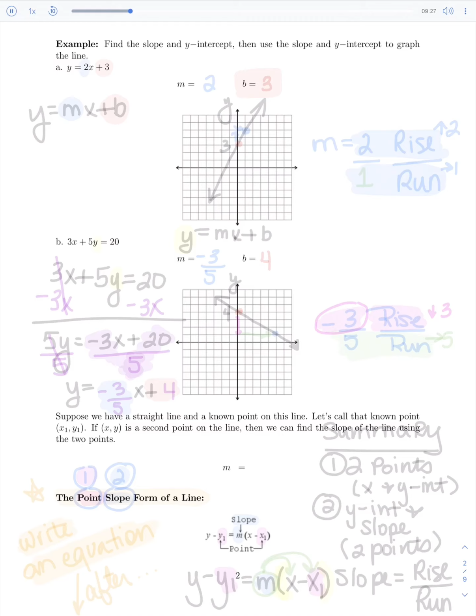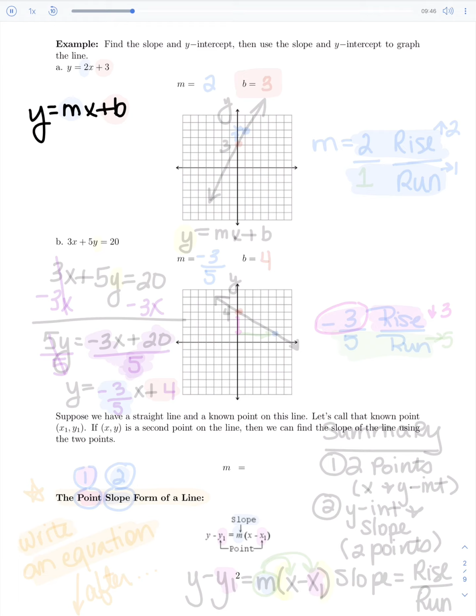How do I graph something that's in slope-intercept form? Well, when you have something that's in slope-intercept form, this y equals mx plus b, you end up with two pieces of information. So we've got our lines in y equals mx plus b form. So you get two pieces of information.